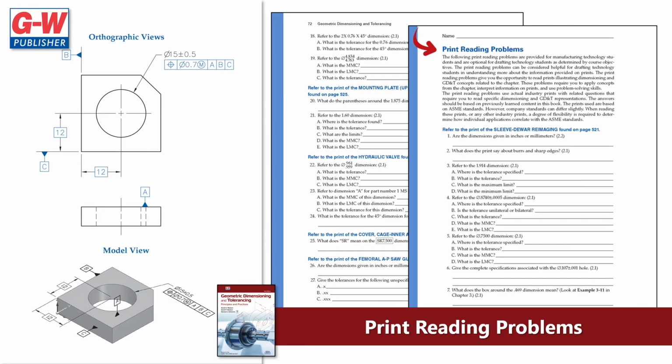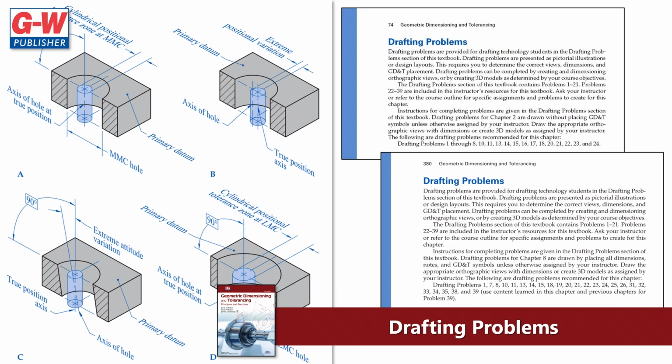Print reading problems give you the opportunity to read prints illustrating dimensioning and GD&T concepts related to the chapter. The problems extend learning with questions that require you to locate and interpret information on prints and use problem-solving skills. The prints used with these problems are actual prints from industry. Print reading problems are provided for manufacturing technology students and are optional for drafting technology students as determined by course outcomes. Drafting problems follow the last chapter of the text.